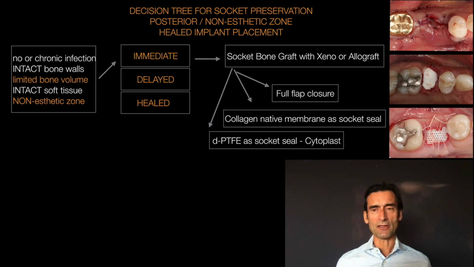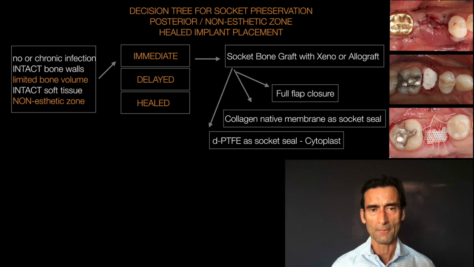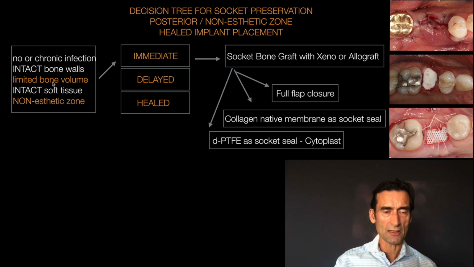So let me present you then with a decision tree. I'm going to start first with the very simple cases, which is basically posterior non-aesthetic zone. And I've decided to remove the teeth and the roots, and I've not decided to place implants. It's just too challenging, there's not enough bone. I just want to preserve the bone and get the site ready for an implant. So I'll do an immediate socket graft. So you can see that here the decision tree goes from a posterior, usually a premolar or a molar, limited bone volume, goes into immediate, but not immediate implant, immediate socket graft.